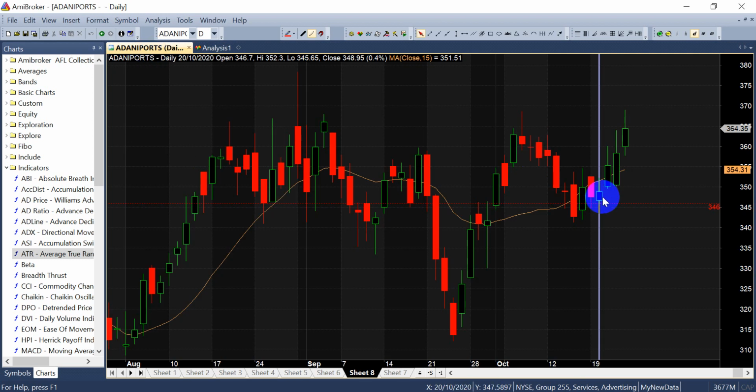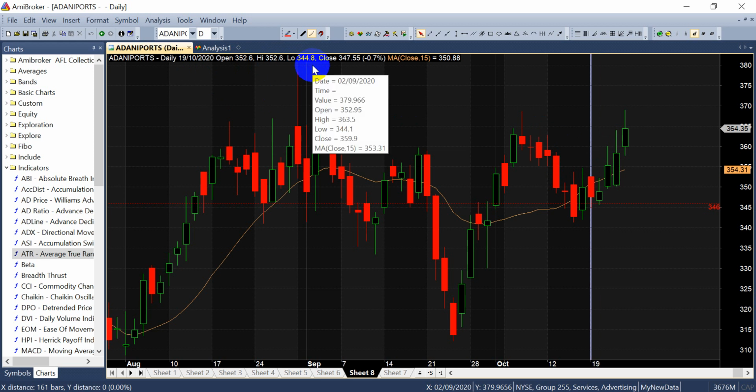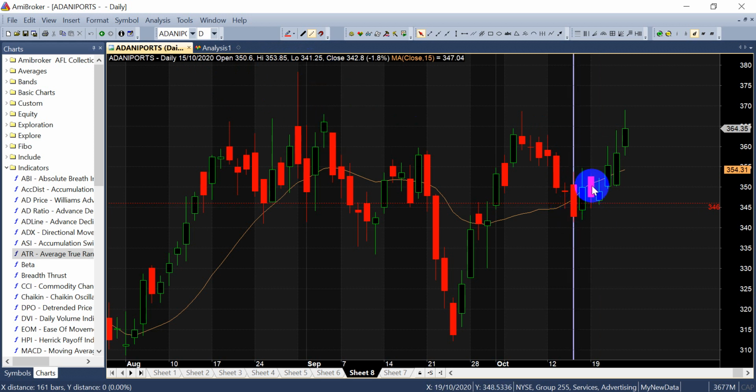Inside bar basically means the stock you're tracking has not broken the high and low of the previous bar. So this is an inside bar which I am pointing out on Adani Ports on 20th of October, because the high and low on 20th of October were 352 and 345, and the high and low of the previous day were 352.6 and 344.8. So it was not able to break both high and low, which suggests that this is an inside bar pattern.